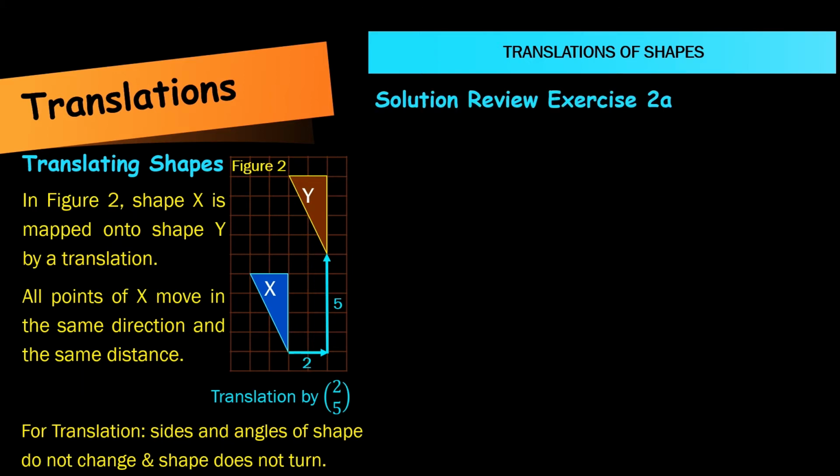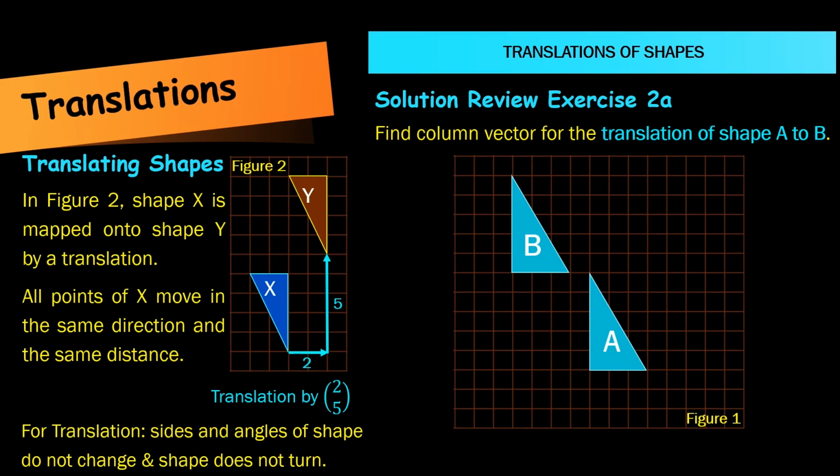Let's solve review exercise 2A first. Find the column vector for the translation of shape A to B. Here are the two shapes. So A has to move in the direction -4 in the x direction and +5 in the y direction. So the translation as a vector is -4, 5.